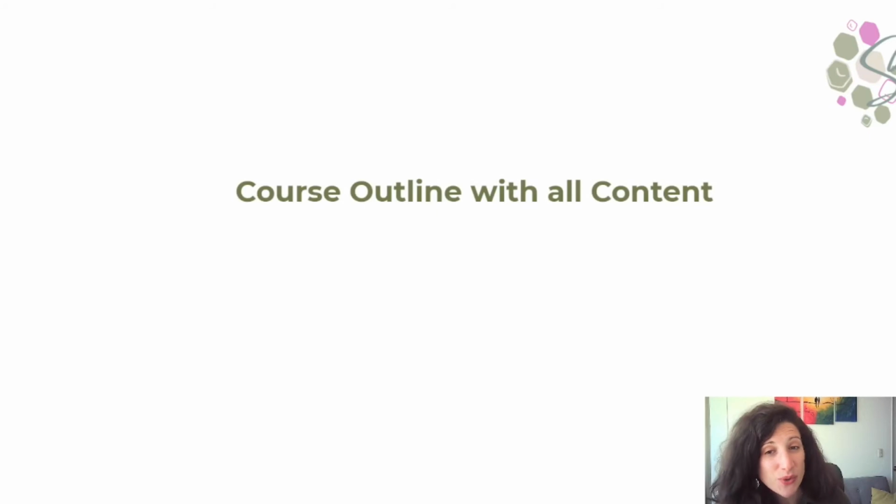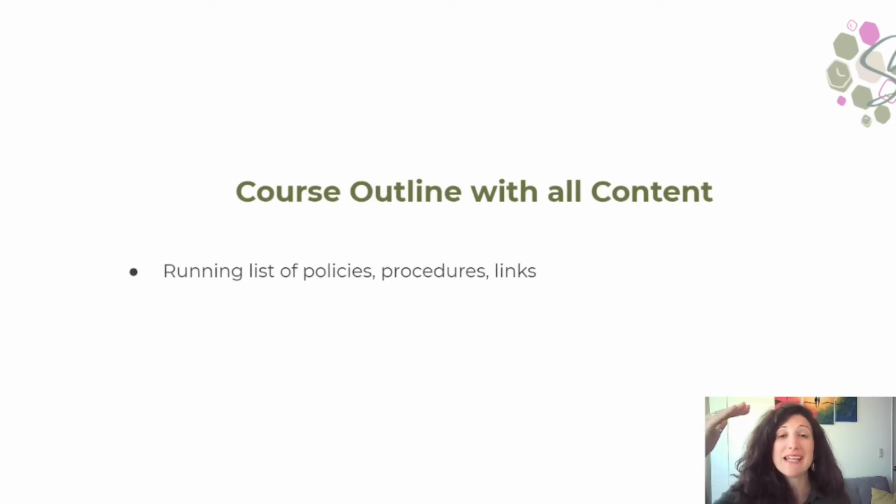Let's have a look at number 2, which is a course outline with all content. So consider this like a running list, or consider it like an index that says for each of the lessons you have in your course, when do you have external resources? Or when do you have particular policies and procedures that are stated that when they update, you also need to go to your course and update?